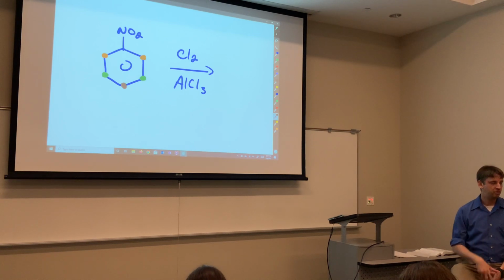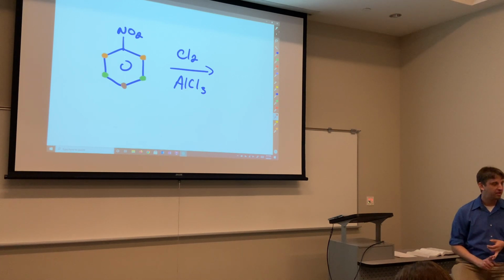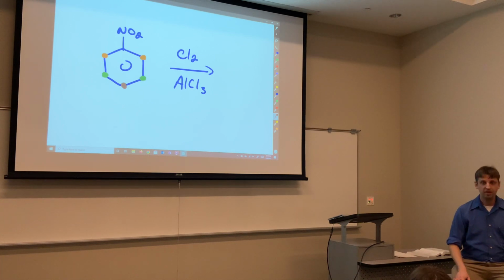Right, formation, we should really say breaking open the aromatic ring, right? Not only do we have to break apart an aromatic ring, which sucks, right? We also form a carbocation, which sucks, right? You guys with me on this?